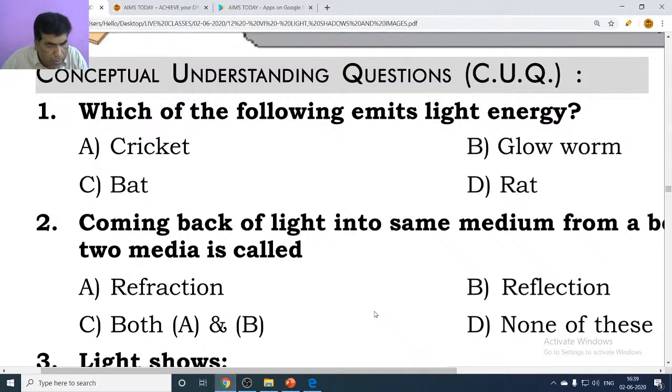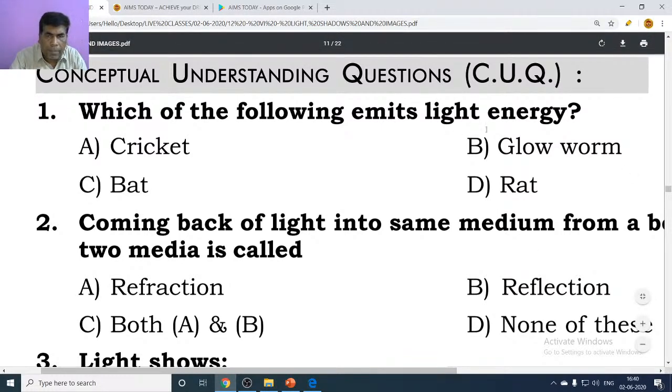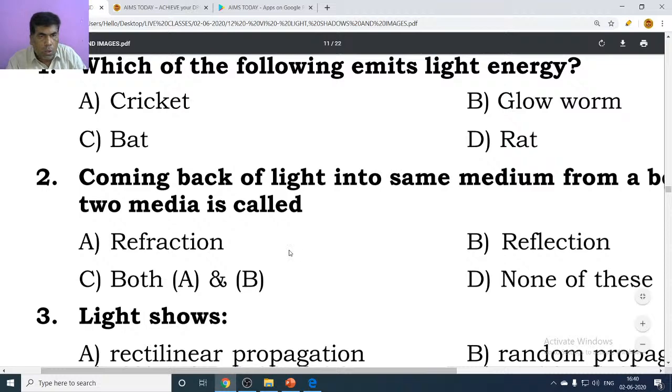Which of the following emits light energy? It may be a natural source, it may be an artificial source. There is no compulsion, it just has to emit light. That's all. So the correct answer is glowworm. Okay. Next, second question.